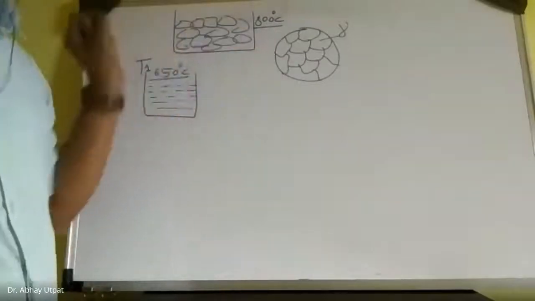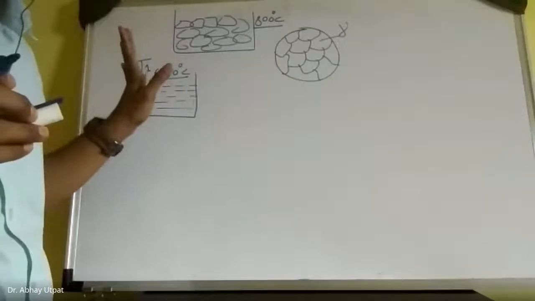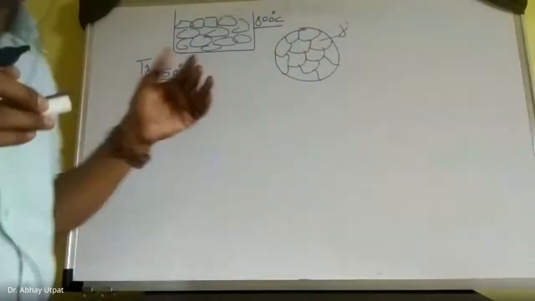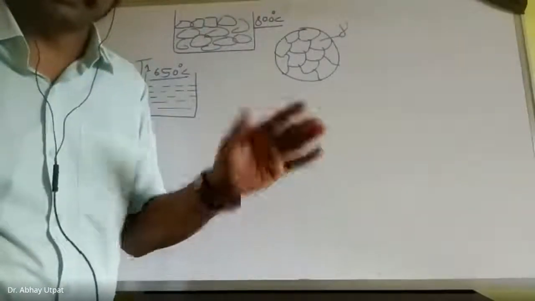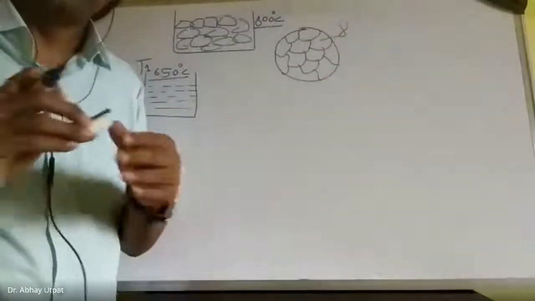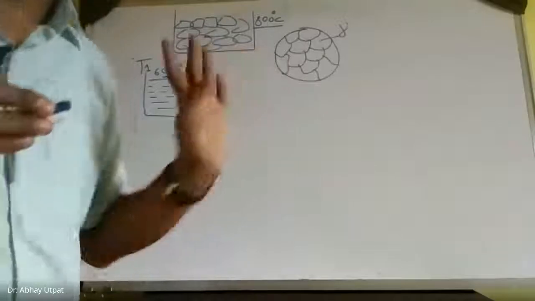Now I will take this sample and dip it at 650 degrees Celsius. So the temperature drops from 800 to 650, and you are below 727. That means there is no stability of austenite. So below 727, there is pearlite. But how is that pearlite produced? That mechanism I am explaining.